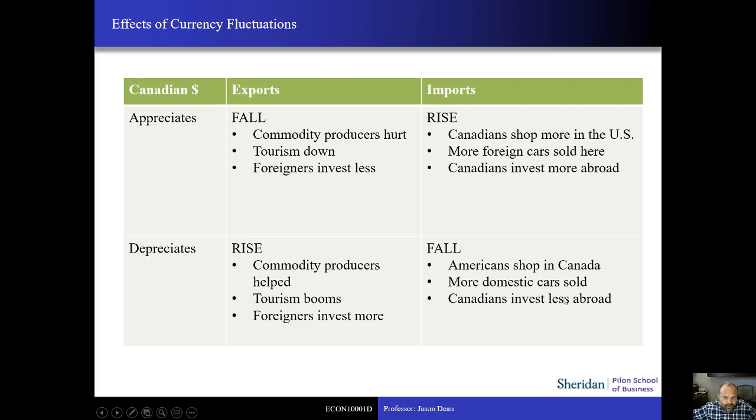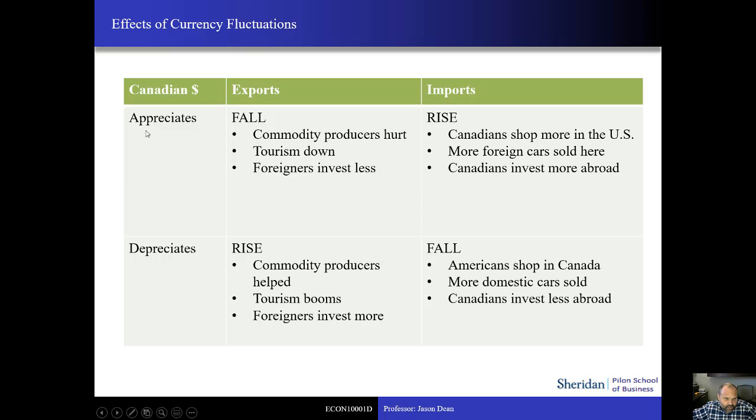So this is an overall summary here on the effects of currency fluctuations. So if exports fall, so people don't want to buy as much from us, that would tend to hurt commodity producers. Tourism would be down, foreign investment would be less. And so in this case, it's important to be clear with this table.